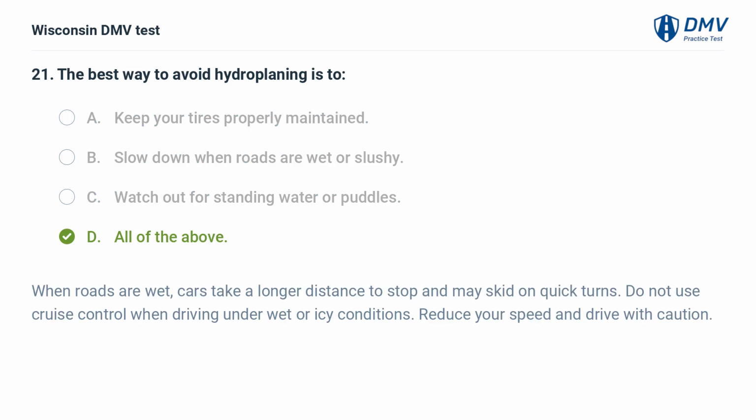D. All of the above. When roads are wet, cars take a longer distance to stop and may skid on quick turns. Do not use cruise control when driving under wet or icy conditions. Reduce your speed and drive with caution.